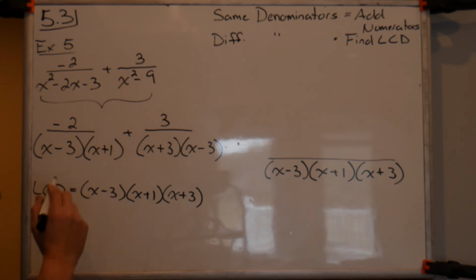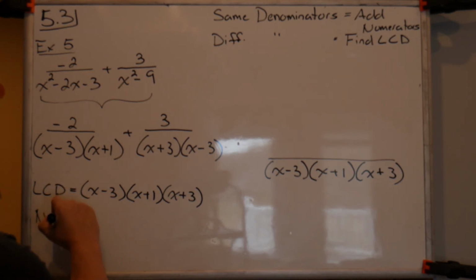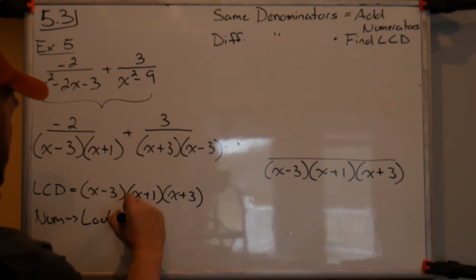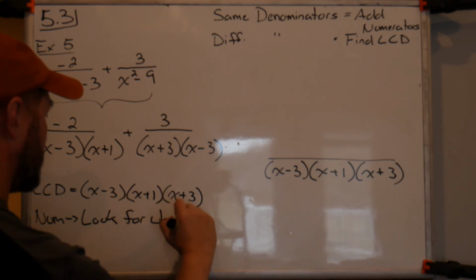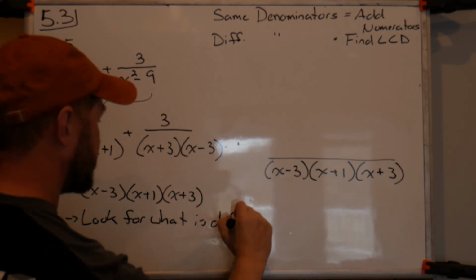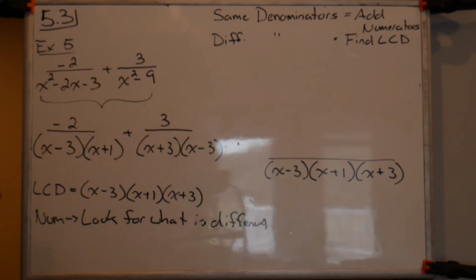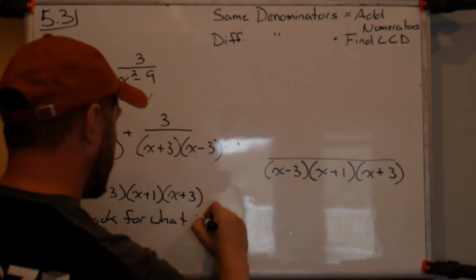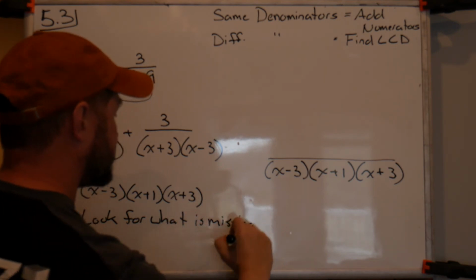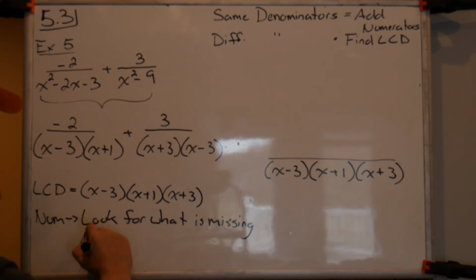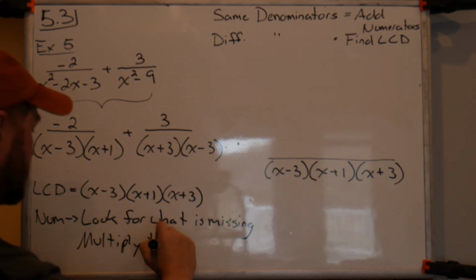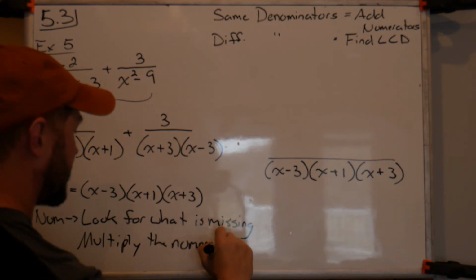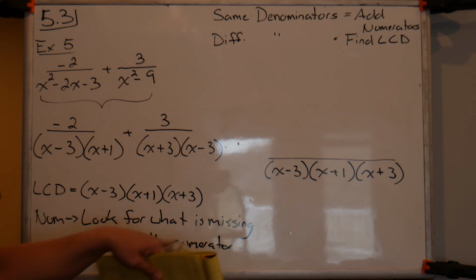Now, to change the numerators, we're going to look for what is different. You can write that down, you can just remember it. Look for what's different in the denominator, or what's missing. Maybe I should say missing. That might sound a little better. Look for what piece is missing. When you find that, multiply the numerator. Okay, so multiply the numerator by what piece is missing.